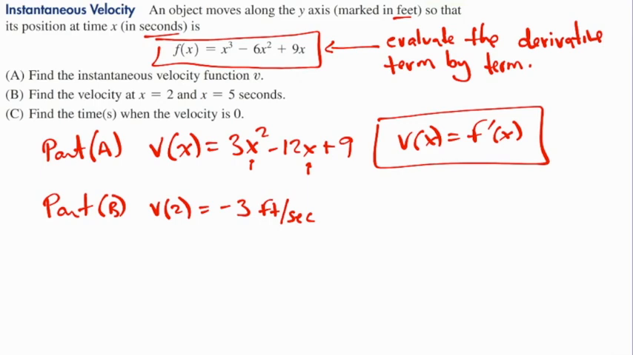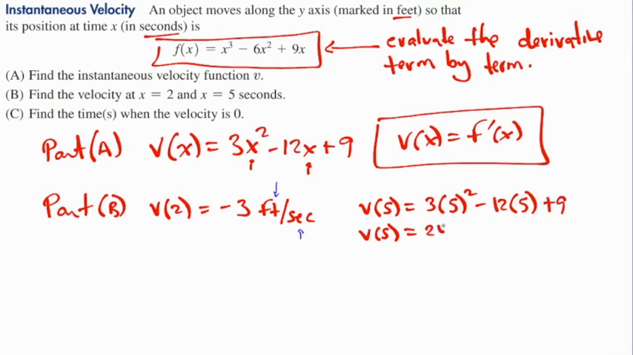That is the rate of change in distance, and distance is measured in feet, over the rate of change in time, and time is being measured in seconds. So we can do this again for x equal to 5. For part B, we say v of 5 is equal to 3 times 5 squared minus 12 times 5 plus 9. V of 5 is equal to 75 minus 60 is 15, plus 9 is 24, and this is measured in feet per second.